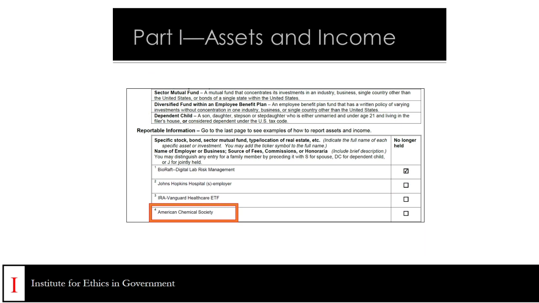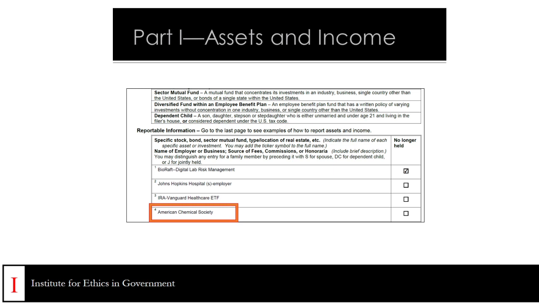Okay, so we've come to our final holding that's listed on part 1, and it's the American Chemical Society. And again, as with the draft entry, we're going to want to ask effectively the same questions, which is, what is the nature of this interest? Who holds it? And then, generally speaking, is there any sort of nexus? Is there any sort of connection between this organization and the employee's duties?